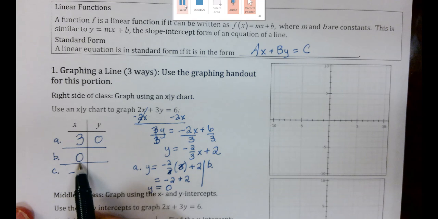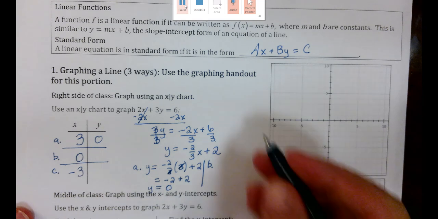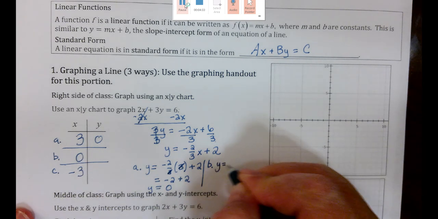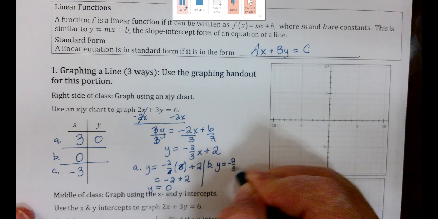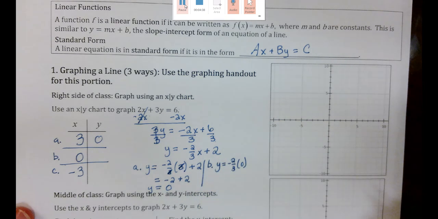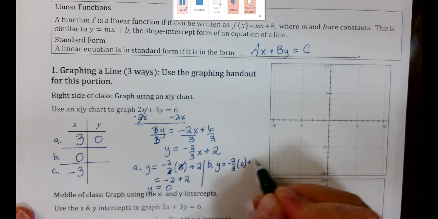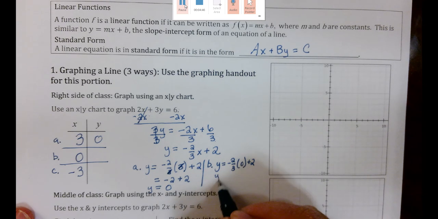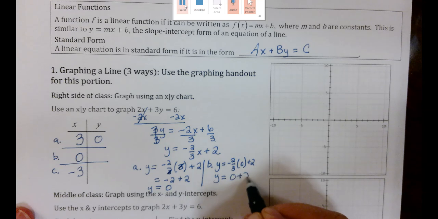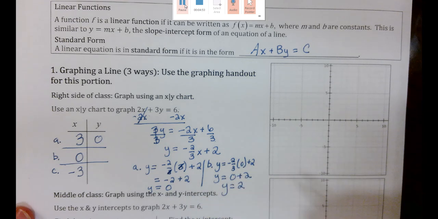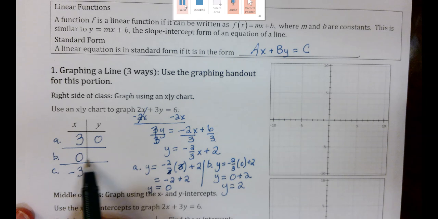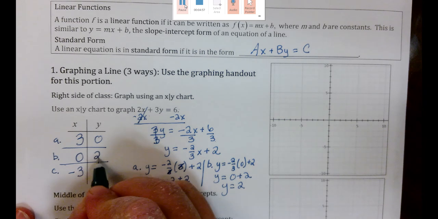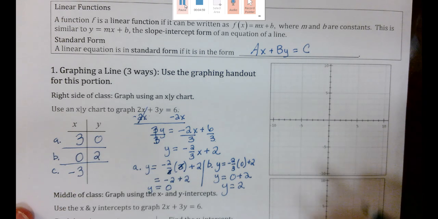We're going to plug in 0. Now, I love plugging in 0 because if I plug in 0 right here for x, and then I add 2, 0 times anything is 0. So this is really y equals 0 plus 2, and this just gives me a y value of 2 when x is 0. So I come over here, I have 0, 2. Okay?